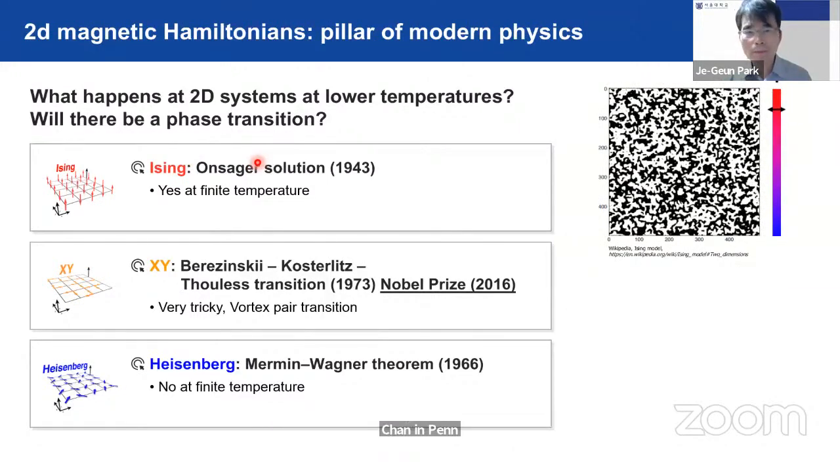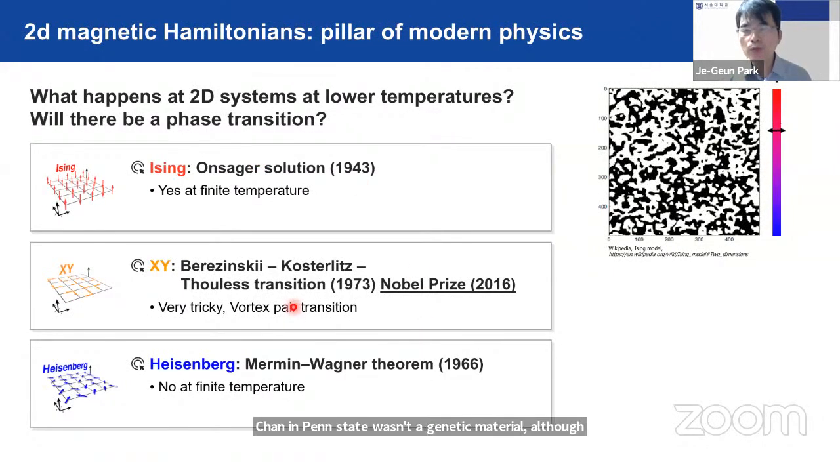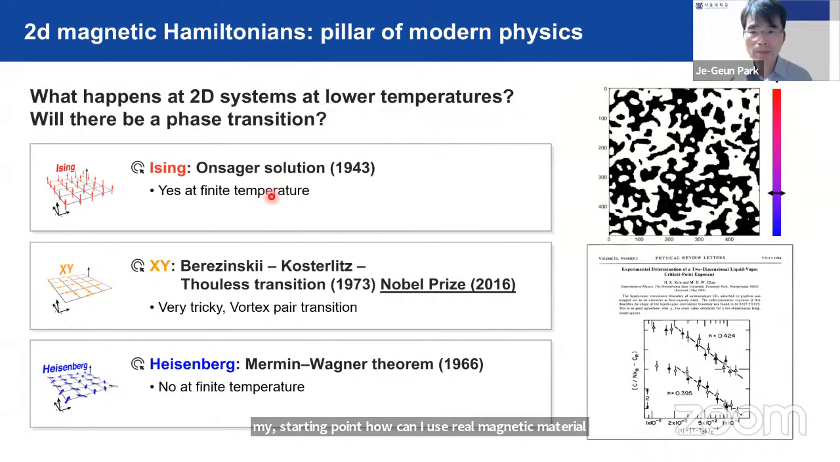It wasn't a magnetic material, although these three model Hamiltonians were presumably invented for understanding magnetism. And that was my starting point: how can I use real magnetic material to study these three fundamental Hamiltonians?